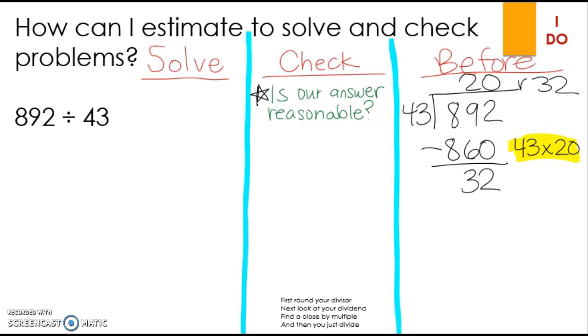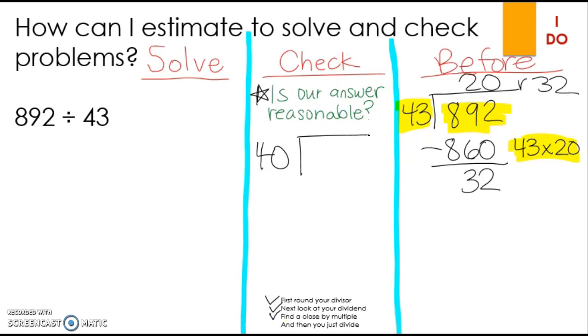Let's put that into practice. First round your divisor. Let's round our divisor, which is 43. Pretty easy, right? We'll round it to 40. Next, look at your dividend. Our dividend is 892. Find a close by multiple. Let's find a close by multiple for 892.